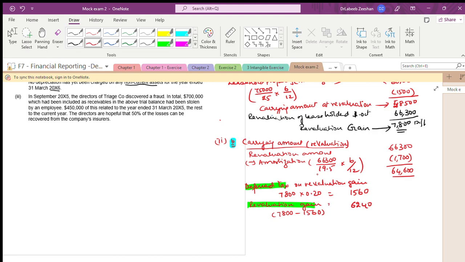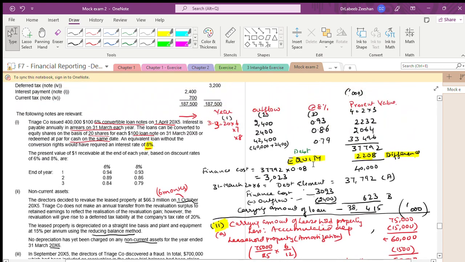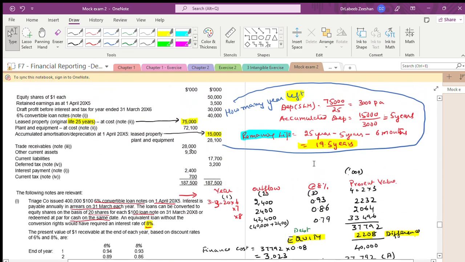Okay, this is what happened with the leasehold property. Slowly you revise it. Inshallah, things will occur.